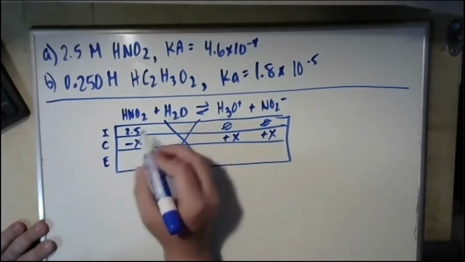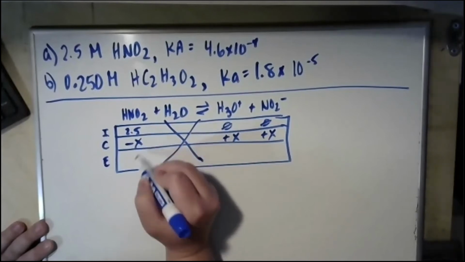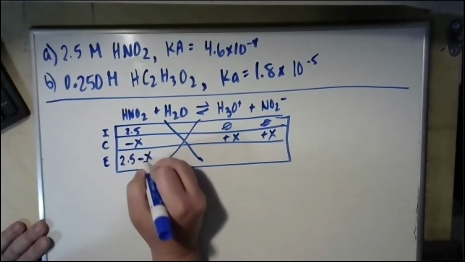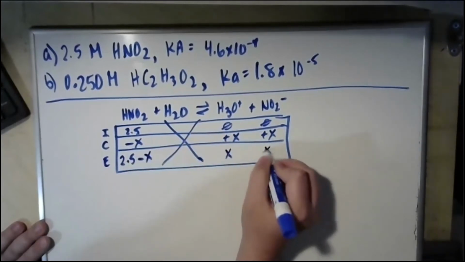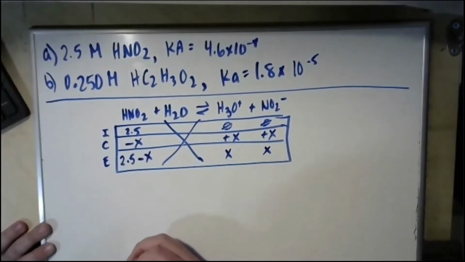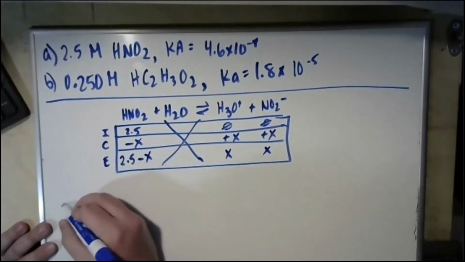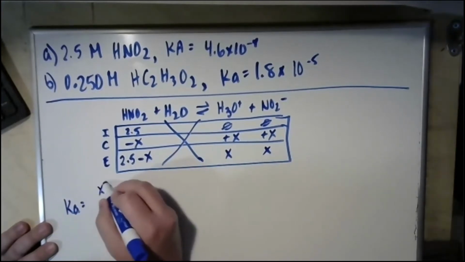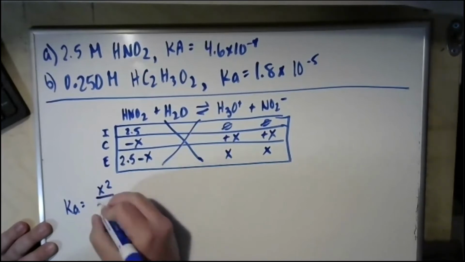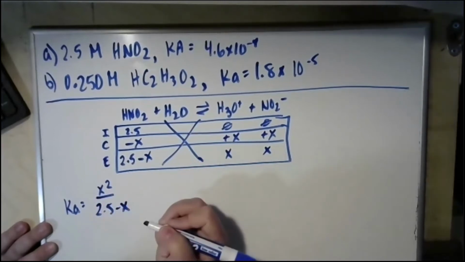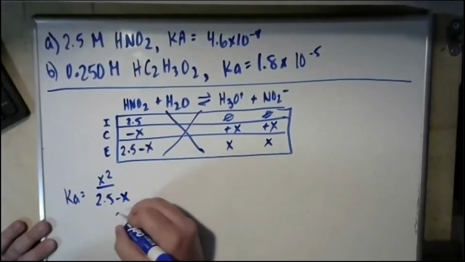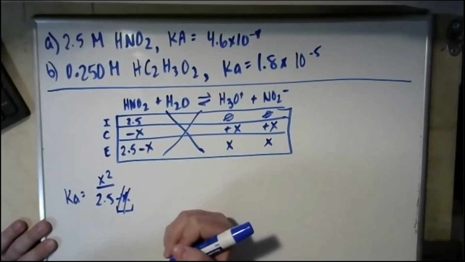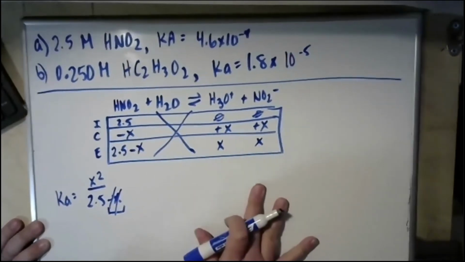And our equilibrium is going to be the combination of the two rows that came before it. So it's 2.5 minus X, X, and X. And we're going to use the Ka value to solve this out. So Ka is going to equal X squared over 2.5 minus X. We're going to assume that this X value is very small and that we can discount it.